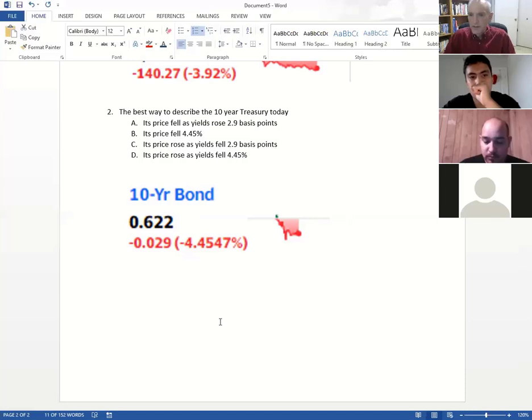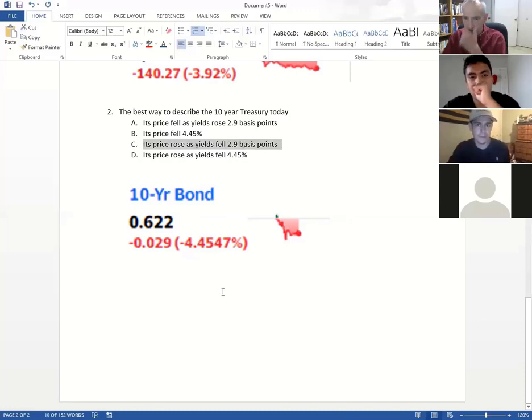All right, anybody want courage to give an answer? C. See? Any other arguments? Any other? So number 1 is definitely wrong because yields fell. That's what this thing right here is, the 2.9, 0.029, that's the yield.